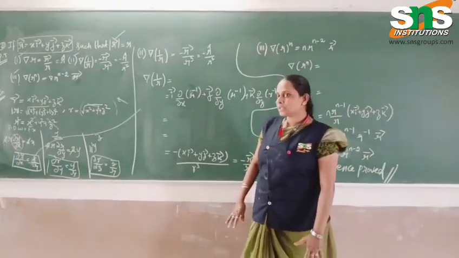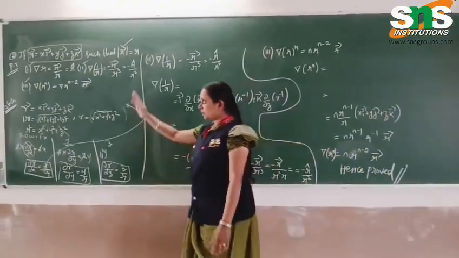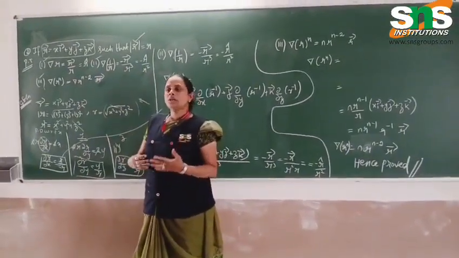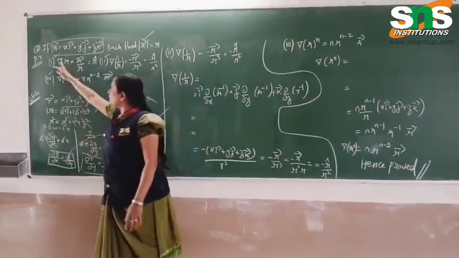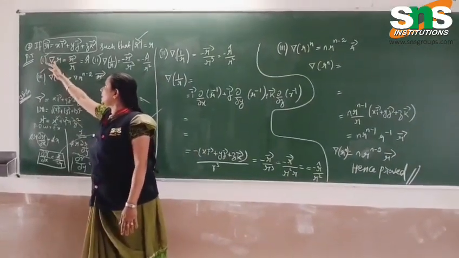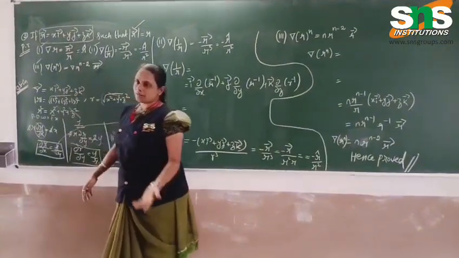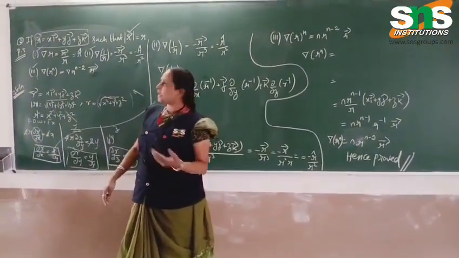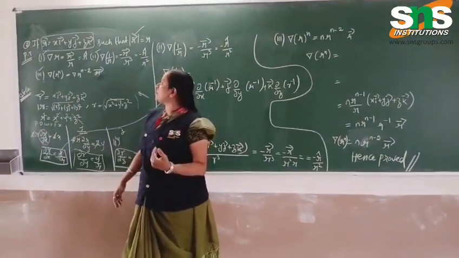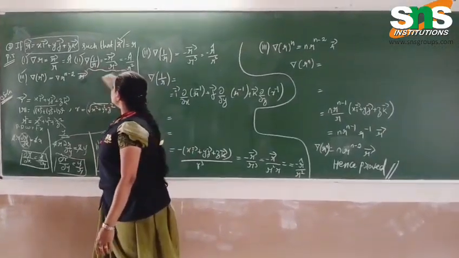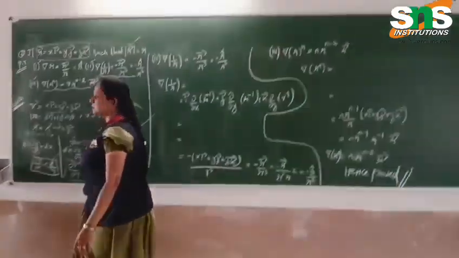Today we are going to discuss the gradient based problem. In the previous class, we already saw the first subdivision, that is del r equal to r vector divided by r, using this r vector. Here the r vector is x i vector plus y j vector plus z k vector. In this class we are going to solve the second subdivision and the third subdivision.